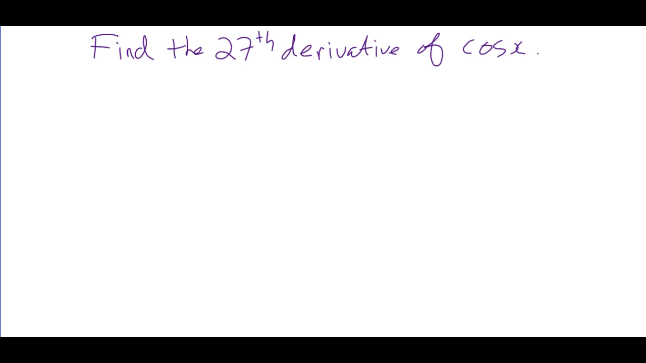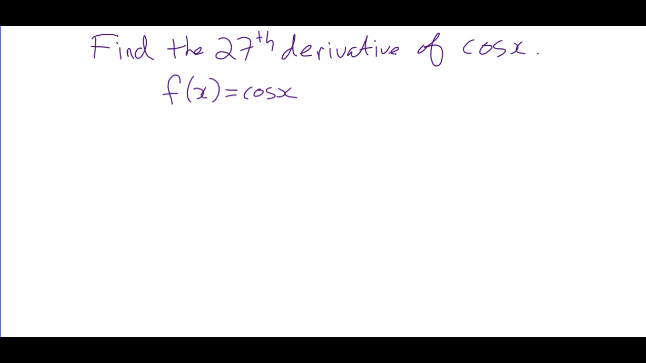Find the 27th derivative of cos x. Okay, where do you go? You only have to do 26 of them, and then you get the 27th one. Or could there be an easier way? Can I replace one of the pages of the packet? Sure.